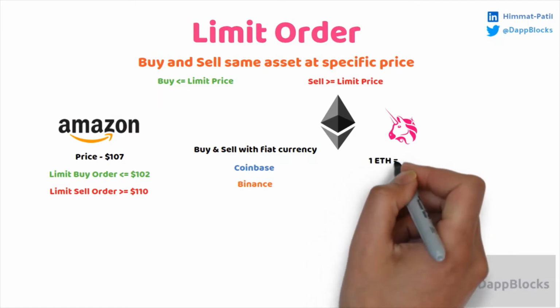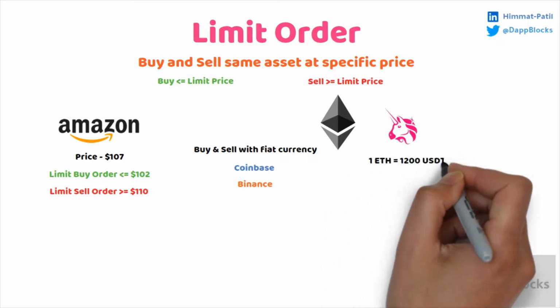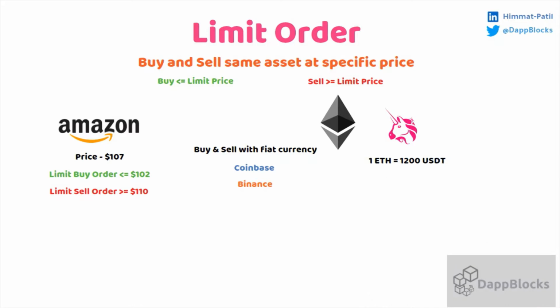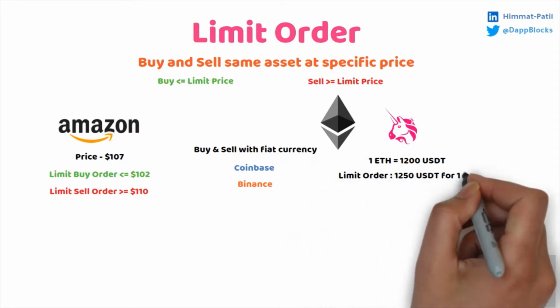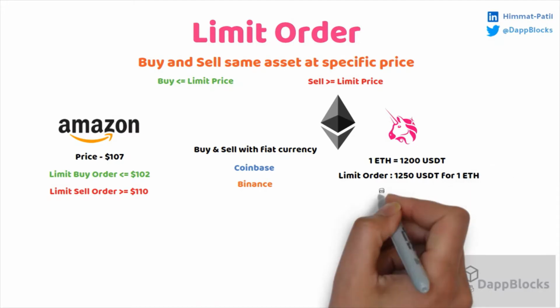Let's say 1 ETH equals 1200 USDT. Then in a limit order, you would like to have more USDT in exchange for 1 ETH. So you can set a limit order for 1250 USDT for 1 ETH.